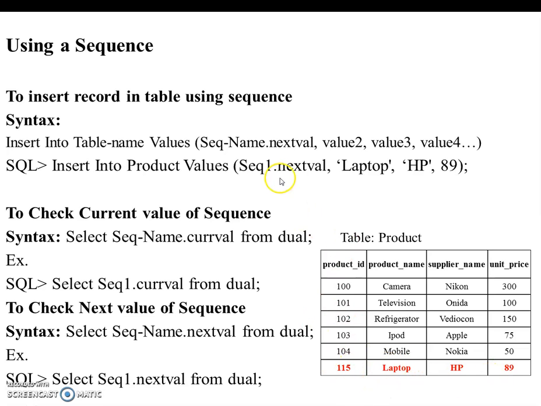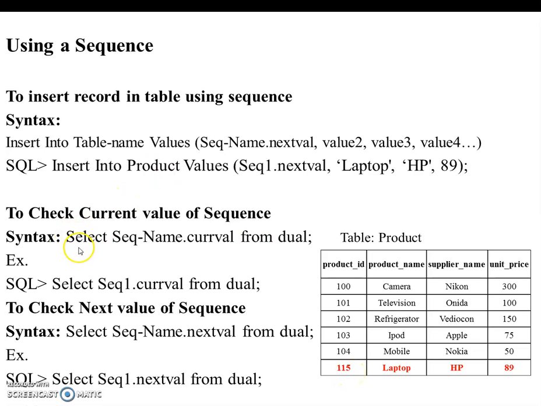What I am going to insert here is the sequence next value, which is 115, because in the previous slide I started the sequence at 110 and I gave the interval 5. So the next value of that sequence will be 110 plus 5, that is 115. Hence here 115 is inserted.